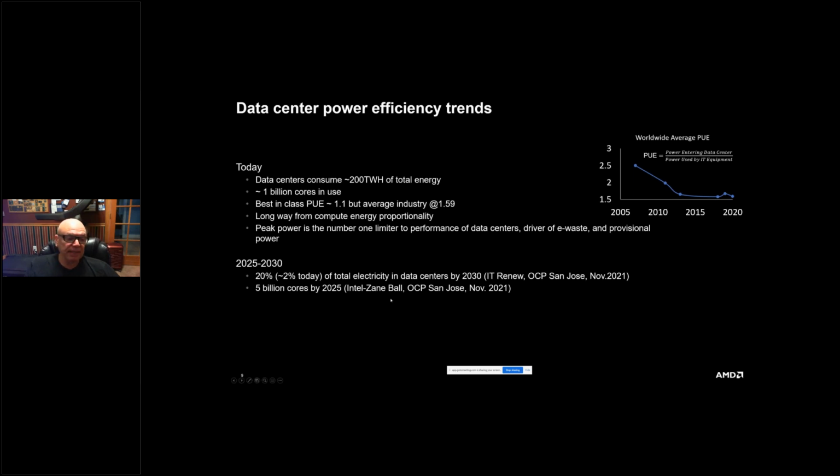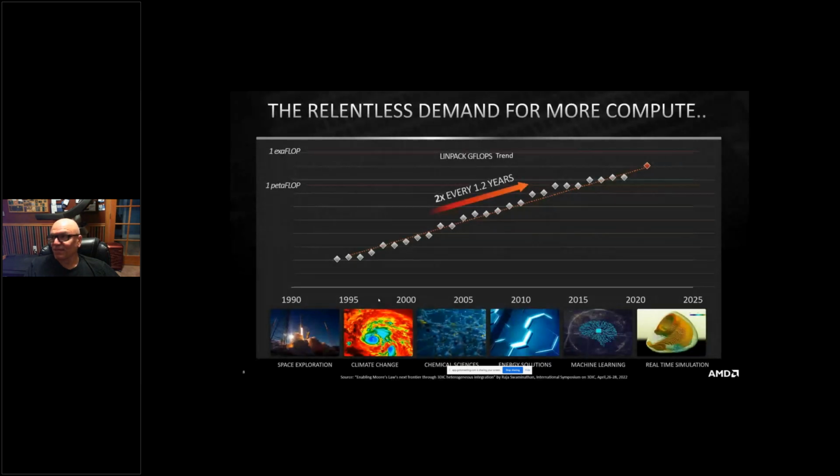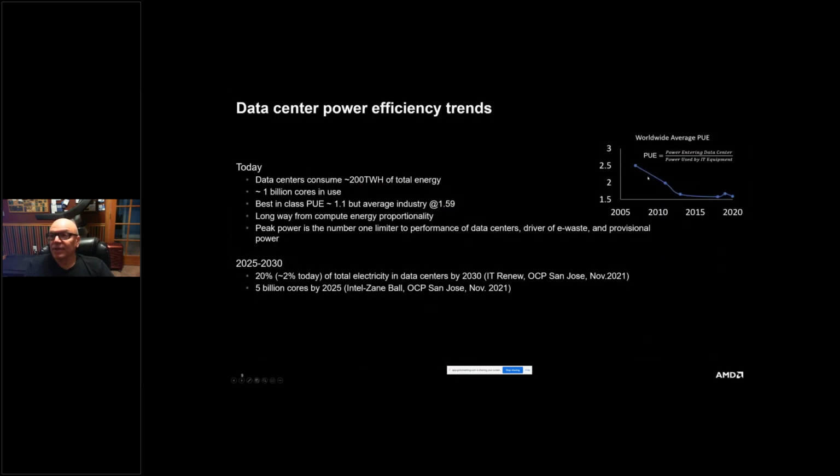People like Zane Ball and company are predicting, hey, we're going to have 5 billion, not 1 billion, in use by just 2025. So where is that coming from? I think it's coming from this performance curve. The performance trend is not changing. You look at the PUE here, and we've got all the low-hanging fruit from the data center. We're at 1.1, at least best in class, 1.67 average. So we saved all that power, we got all the low-hanging fruit, and we're still on that exponential curve. So that's what's going to happen to your power. It's going to increase very, very significantly. That's where I think some of those predictions are coming from.